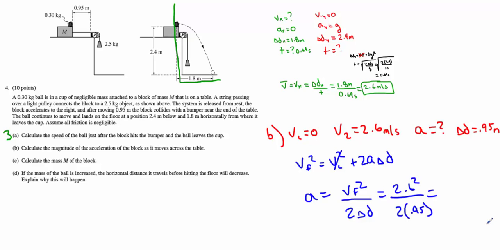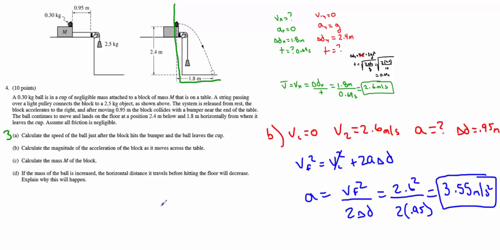And I get a value here of, hold on, I did not square it. Pay attention to your square term. Don't do what I just did and actually square it. So it's 2.6 squared divided by 2 times 0.95. And I'm going to get a value of 3.55 meters per second squared. And that is the acceleration for Part B.